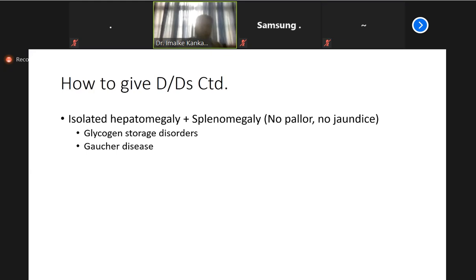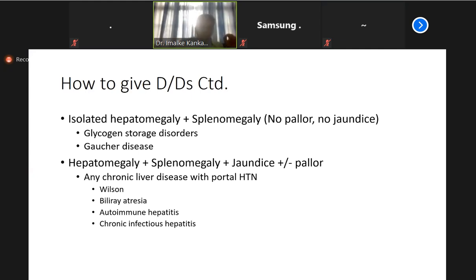Okay, isolated hepatomegaly plus splenomegaly. So very large liver and spleen, but no pallor, no jaundice. So that is very common in storage diseases, right? Storage. So this is not something easy. So that's why abdominal examination, you all will examine well, but you all will not score very well because you can't give proper differential diagnosis.